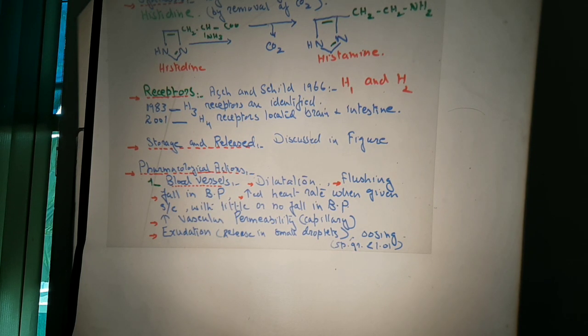Histamine causes an increase in the vascular permeability. Whenever there is increased vascular permeability, particularly of the blood capillaries, there is squeezing of fluid from the blood into the surrounding tissue, and when that fluid accumulates in the surrounding tissue, it may cause edema. Next is exudation. Exudation is the process of release of small droplets, which is known as oozing. Now again there is an effect on the specific gravity.